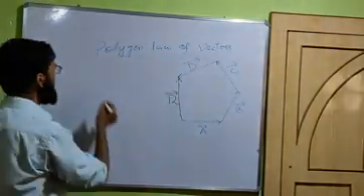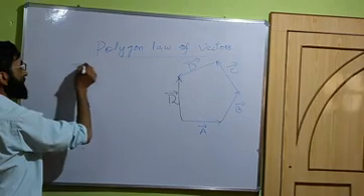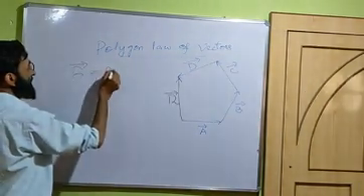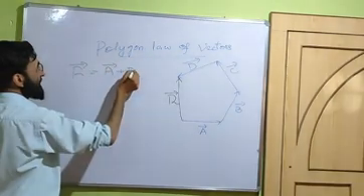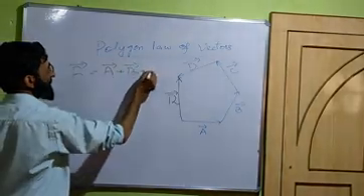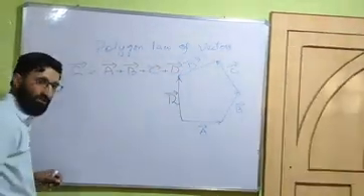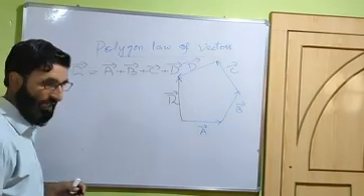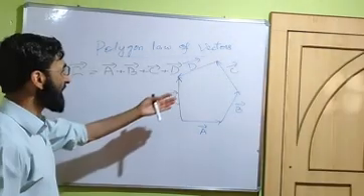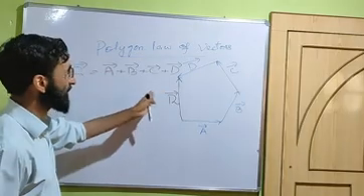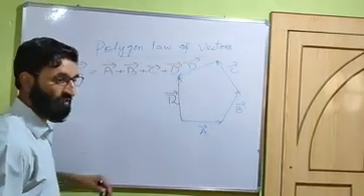Clear? That means this R will be equal to vector A plus vector B plus vector C plus vector D, the resultant of these 4 vectors. Clear? Now we will do some little bit analysis here: how R is equal to A plus B plus C plus D.